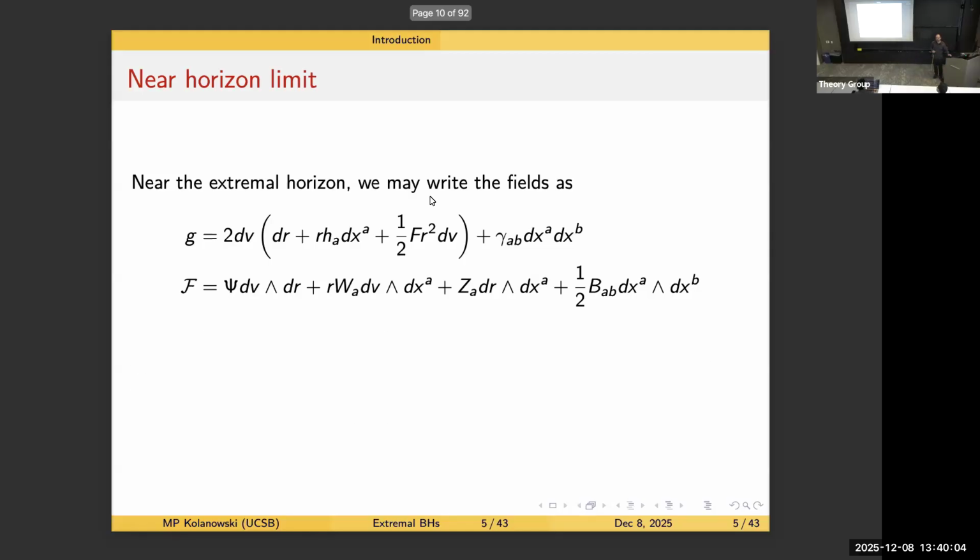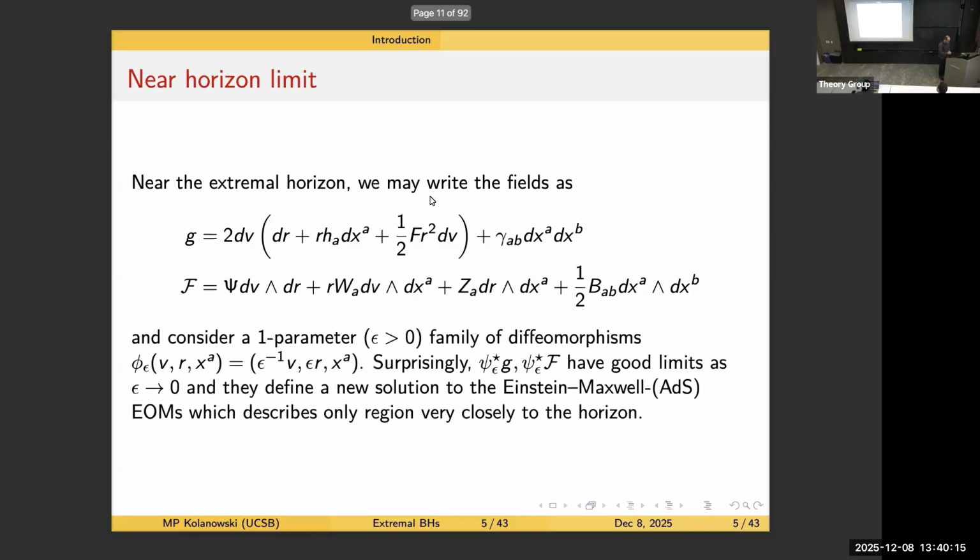So here the asymptotics of your spacetime doesn't matter? On this slide, I don't care about asymptotics. This is just some near horizon. So you're just dropping everything that knows about the local coordinate system.